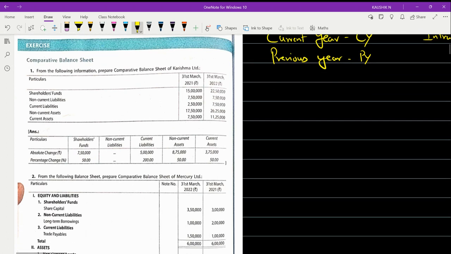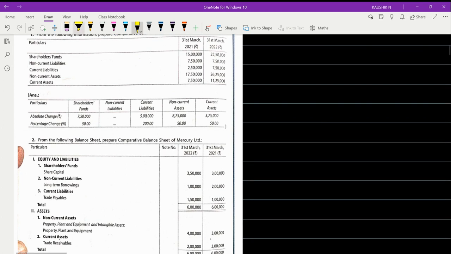Here you see they have given you two different years, right? They are given in the details as of 31st of March. One year is 2021 and another year is 2022. Now tell me, in this which one is your current year, which one is your previous year? 2022 is your current year, very good. 2021 is your previous year. So by looking at the question first, you should come to an understanding of which is your current year and previous year.